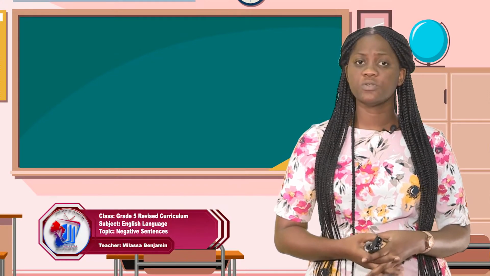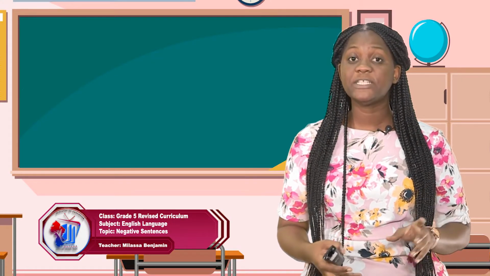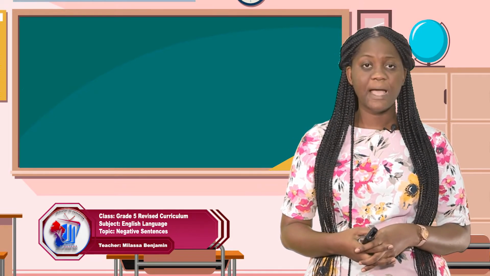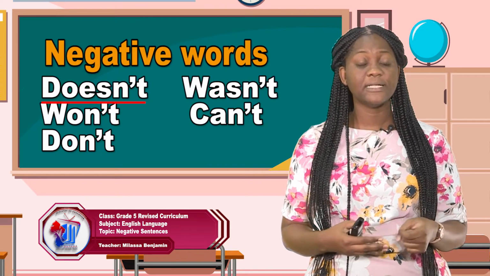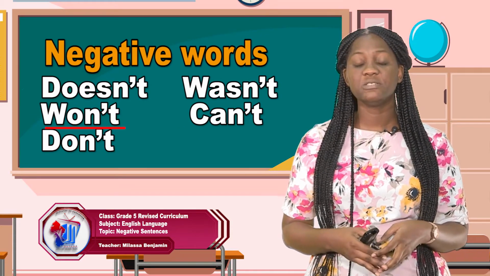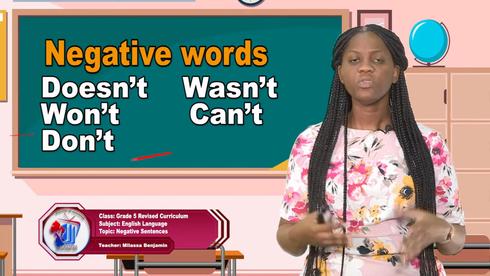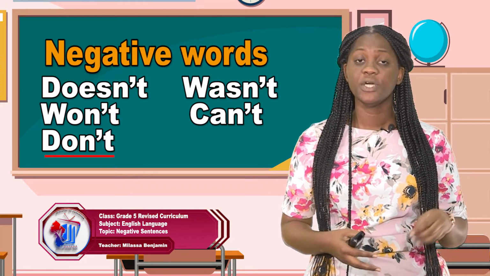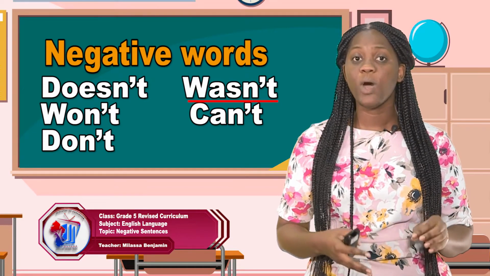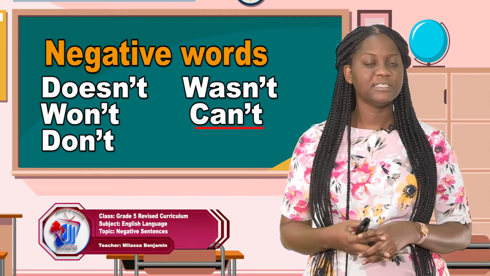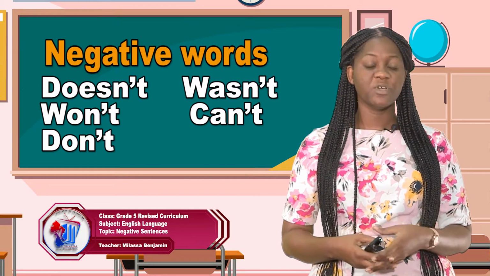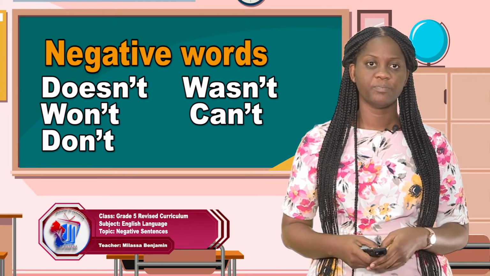Negative words can also include the contracted form of words that include not. For example, doesn't, that means does not. Won't, that means will not. Don't, that means do not. Wasn't, that means was not. And can't, that means cannot, are all examples of negative words.